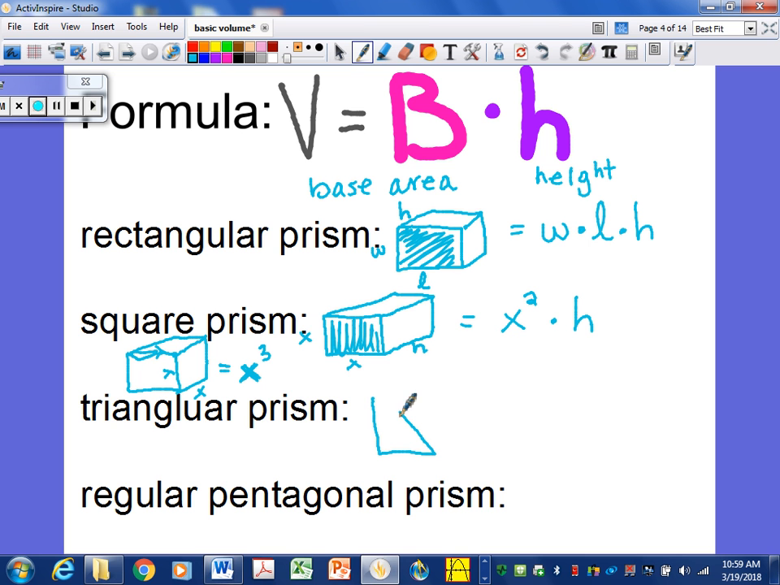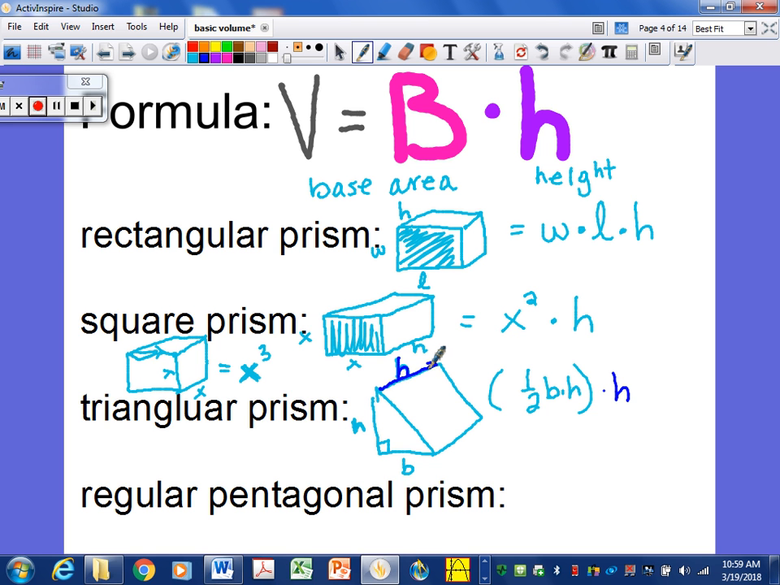Okay, a triangular prism, there's your triangular base. So remember, this is the base and the height for your triangle, but there's also a height for your prism. So don't get these two things confused. 1/2 of base times height times a different height. Okay, the height of your prism.